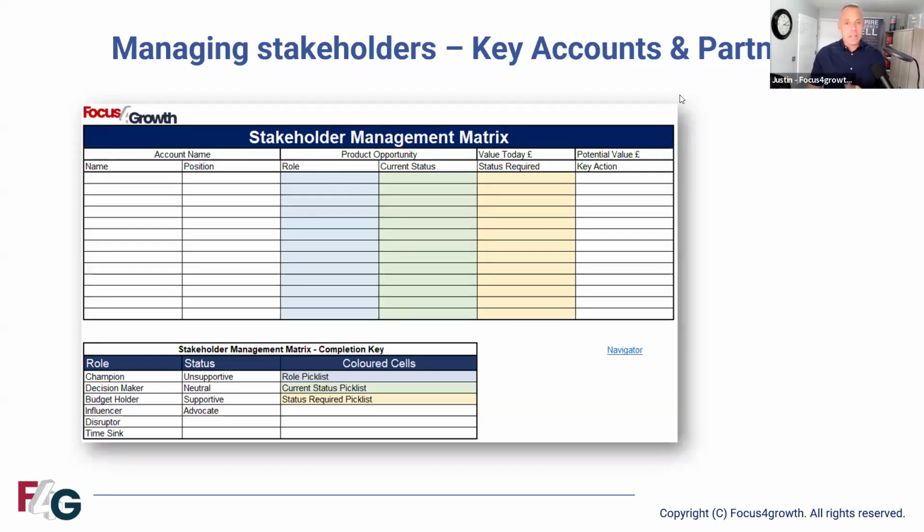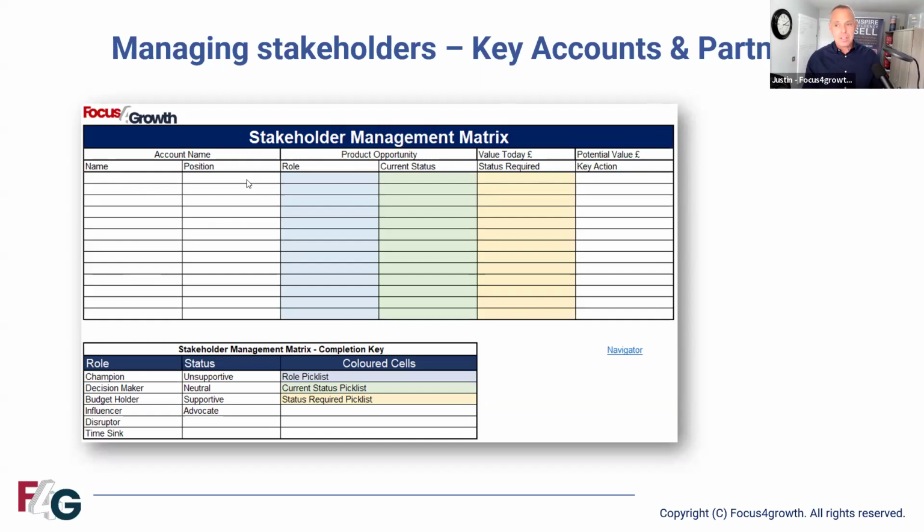So what we do with our clients is we pull together what we call a stakeholder management matrix. And what this allows you to do is just map for that account. So you put the account name, the product opportunity that you're working on. There might be multiple products, put multiple products, the value of the account today, and the potential value in future. And that really helps you to understand, is this a significant opportunity that I should be managing more strategically?